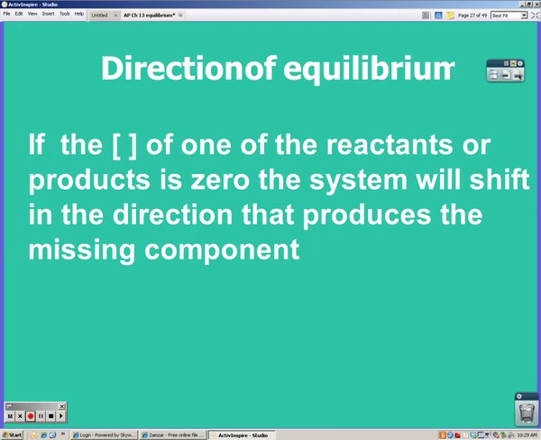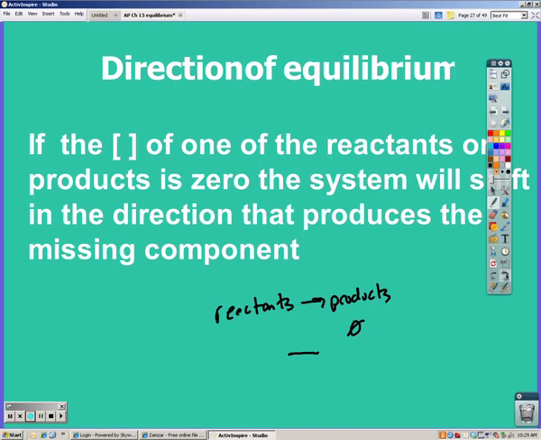So if the concentration of one of the reactants or products is 0, the system will shift in the direction that produces that missing component. So that makes sense. Normally you start with just reactants and no products in the container, in which case the reaction shifts right to produce those products. Same thing's going to occur if I do not have any reactants and I only have products. The reaction would shift to the left to produce more reactants.